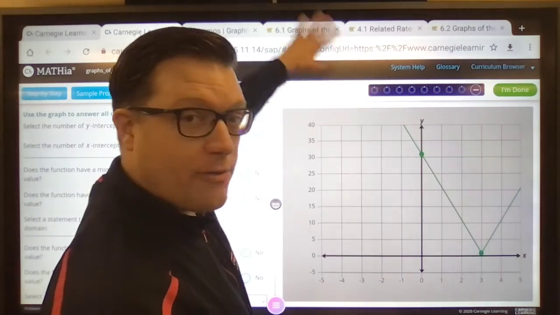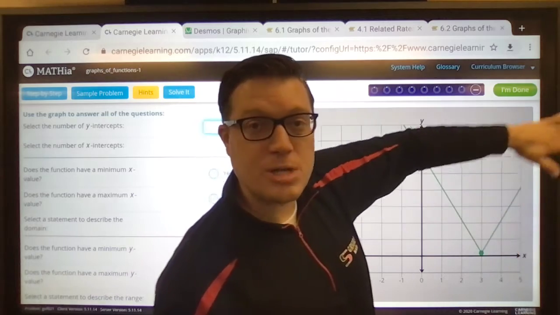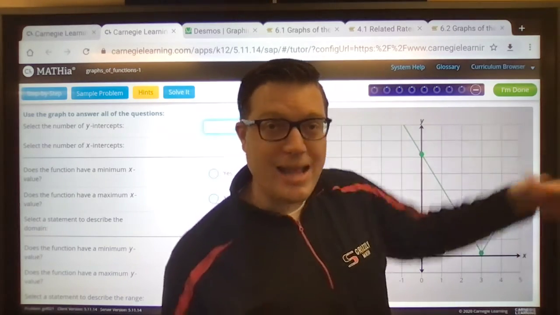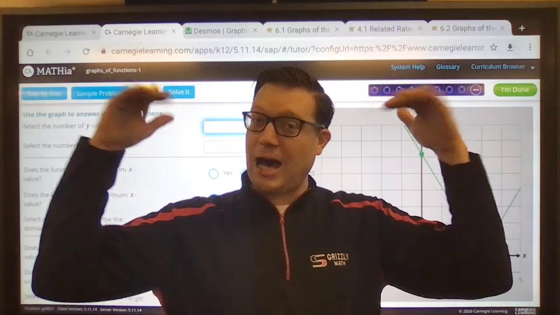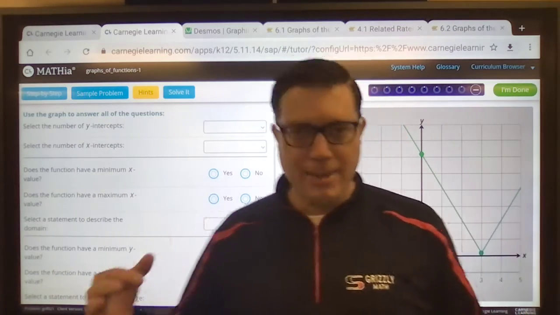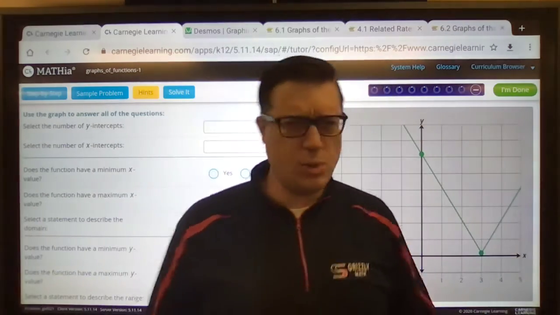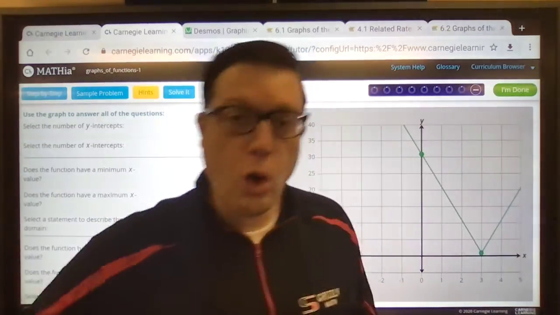But because the graph goes up as the graph moves to the left, and because the graph goes up as the graph moves to the right, and there's no indication that there is a highest point or maximum, that makes this graph have no highest value, no maximum. So its range is not all real numbers.